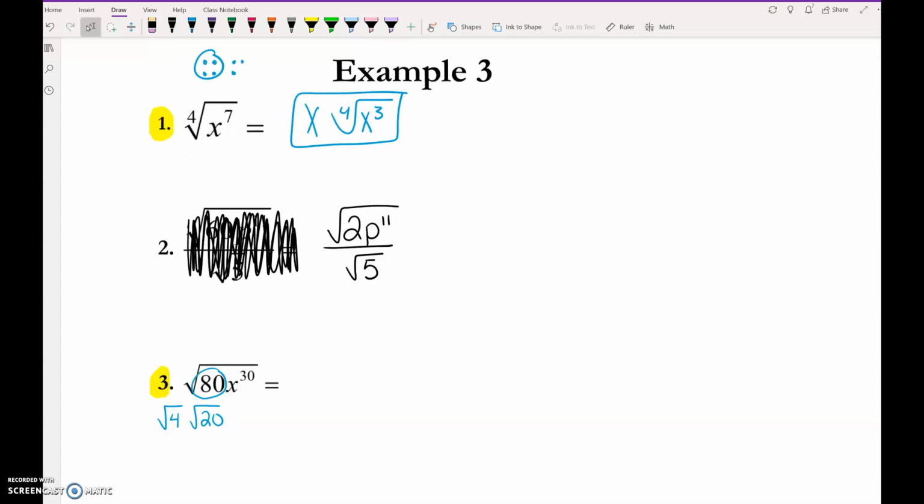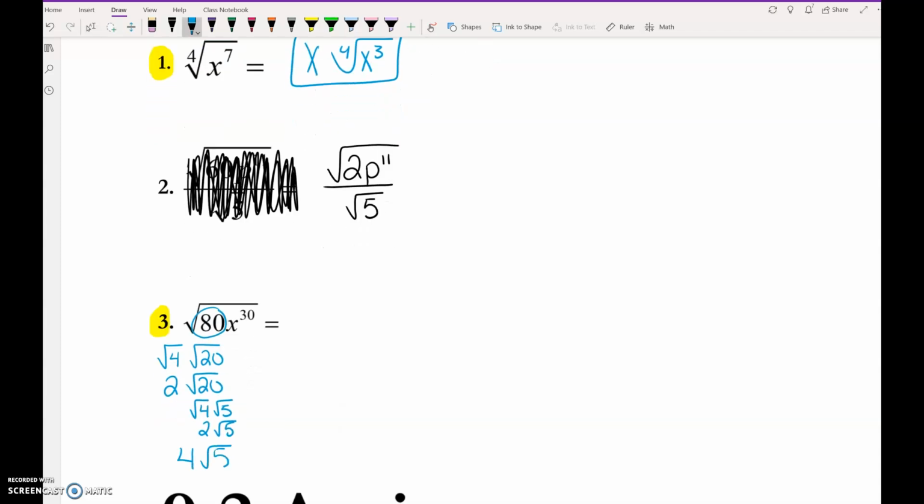On number 3, a very common thing to do is to split up 80 using 4 and 20, which is great. We have 2 times the square root of 20. The problem is the square root of 20 still has a perfect square in it. You can split that into 4 times 5. So we end up with 4 times the square root of 5. If we had split it into the square root of 16 times the square root of 5, we would have gotten to that a little bit faster. So anytime 4 works, it's a good idea to check to see if 16 works because it might save you some time. So the square root of 80 becomes 4 times the square root of 5.